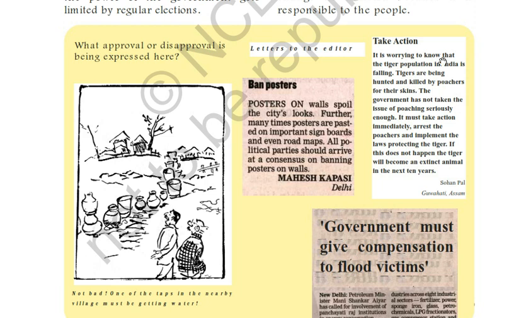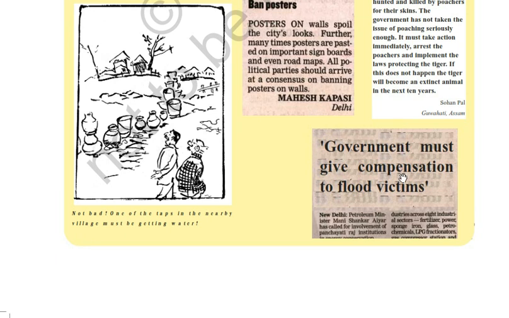It is worrying to know that the tiger population in India is falling. Tigers are being hunted and killed by poachers for their skins. The government has not taken the issue of poaching seriously enough. It must take action immediately. Arrest the poachers and implement the laws protecting the tiger. If this does not happen, the tiger will become an extinct animal in the next 10 years. Next is, government must give compensation to flood victims.